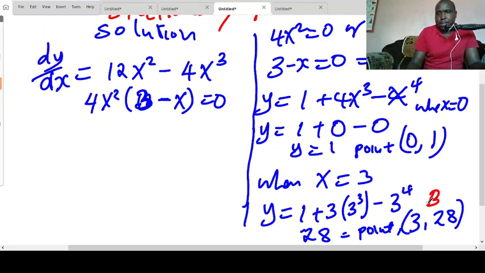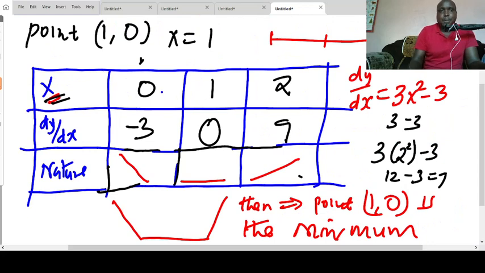let me call it B, and this one, let me call it A. We want to determine whether A is maximum or minimum. We want to determine B, whether it is maximum or minimum, or inflection, the point of inflection. That is the last thing you need to do. Well, how do you do that? You draw a table of this nature.